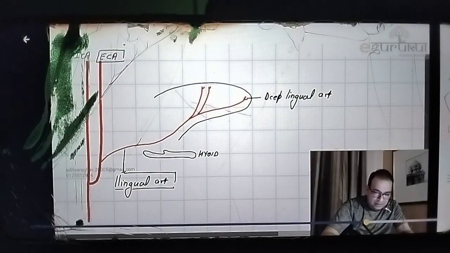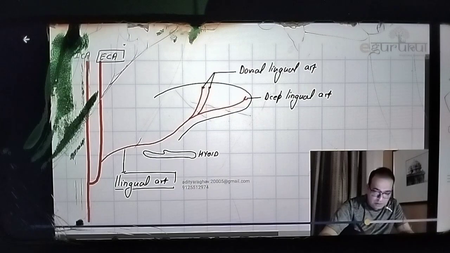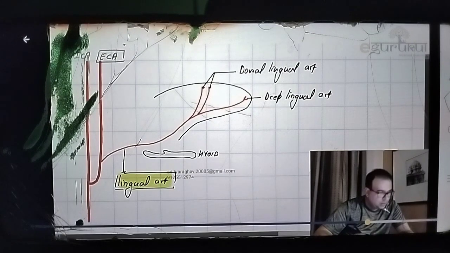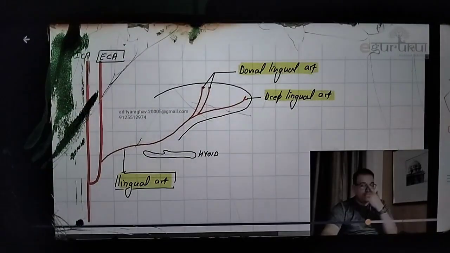And these are the branches of the lingual artery supplying the dorsum of the tongue. So what do you call them? You call them dorsal lingual arteries or branches. They are the branches of the same artery only. Let me just highlight them so there is no confusion. The lingual artery is giving off the deep lingual artery and the dorsal lingual artery. One is going and supplying the tip of the tongue, and another one is supplying the dorsum of the tongue.